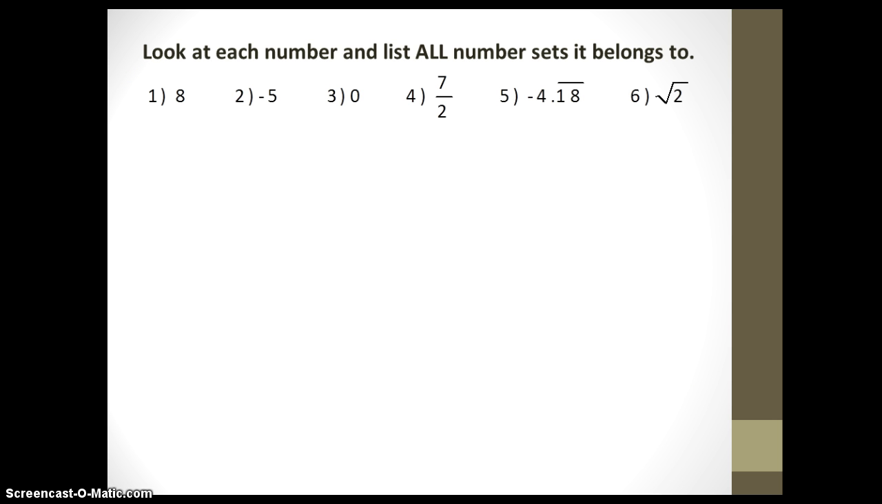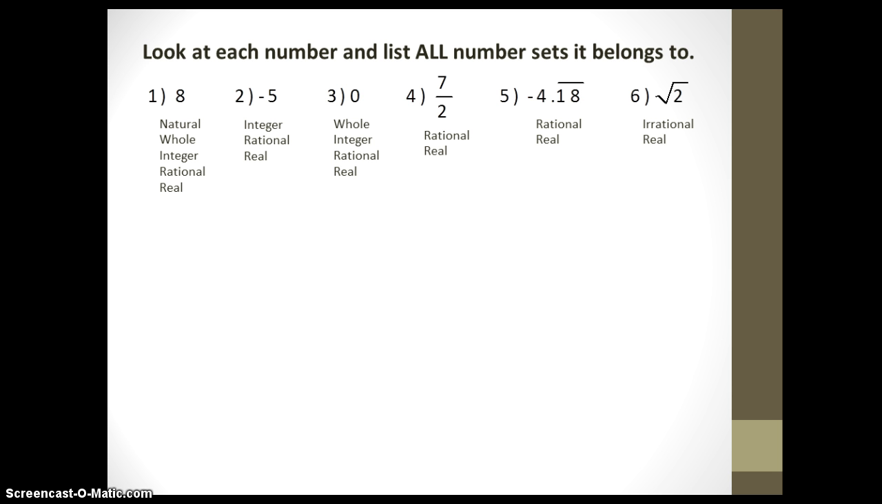Let's look at the numbers and list all the number sets each belongs to. So we have 8. Well, start with the biggest if you want. 8 is a natural number. It's also a whole number, an integer, a rational, and a real. -5, well, it doesn't fit in the category of natural or whole because it's a negative, so the smallest set it could be a part of would be integer. And an integer is also a rational number, and a rational is always a real.